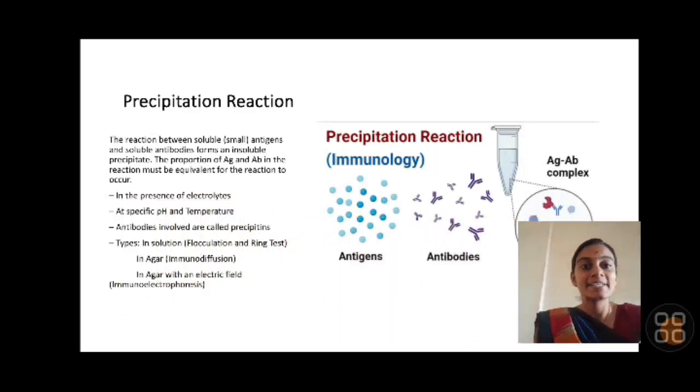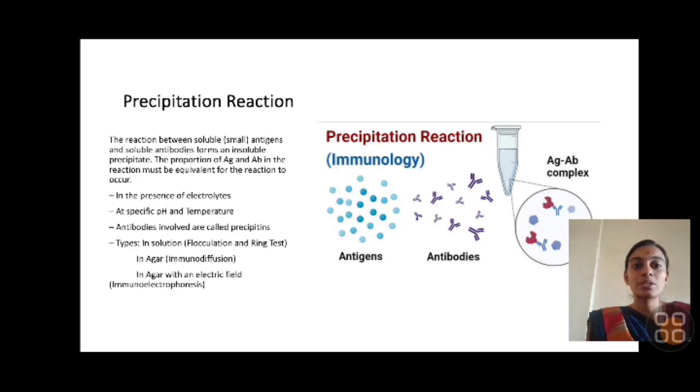Precipitation. A precipitation reaction occurs between soluble antigen, that is, small antigens, and soluble antibodies, which form an insoluble precipitate, seen as a settlement in the solution after the reaction. The proportion of antigen and antibody in the reaction must be equivalent for this reaction to occur, and this occurs in the presence of electrolytes at a specific pH and temperature.